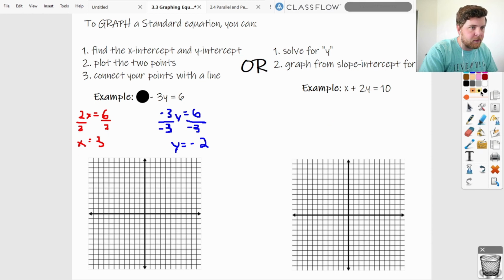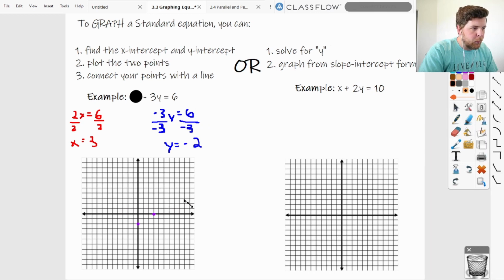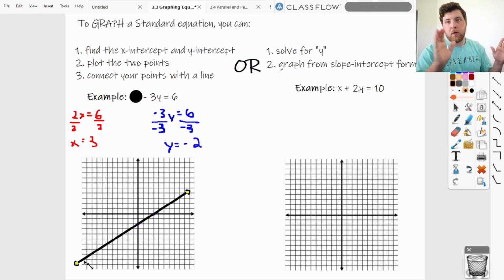So I can go to x equals 3. On my x-axis, I'll go to 1, 2, 3. Okay, y equals -2, so I can go to -2 on my y-axis. Bada bing, bada boom. Connect those 2 points, you're good to go. That's all you need, is 2 points to graph it. Okay, so super, super easy with standard form.